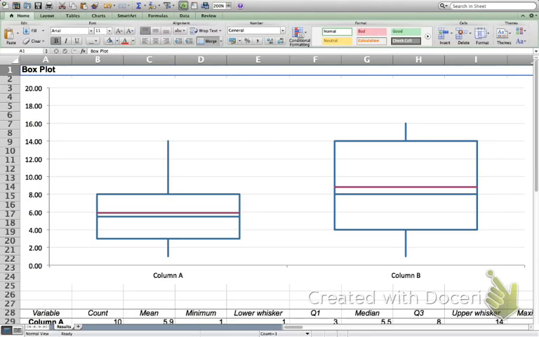The IQR of box plot B, or of the data set that makes up box plot B, is much larger than the IQR of the data set that makes up box plot A. And we can see that by looking at the actual width of the box. So this distance from the third quartile to the first, that represents your IQR when you look at a box plot. The length of that segment is the interquartile range. Over here, the IQR you can see is a good bit smaller than the IQR in box plot B.